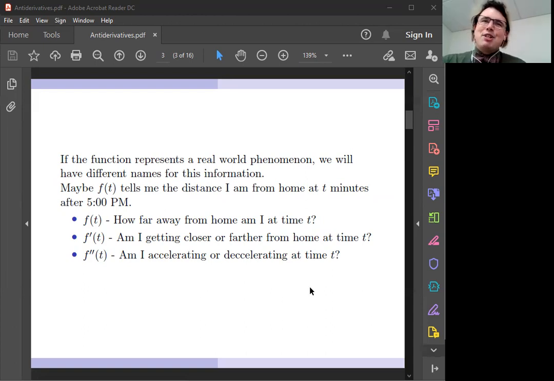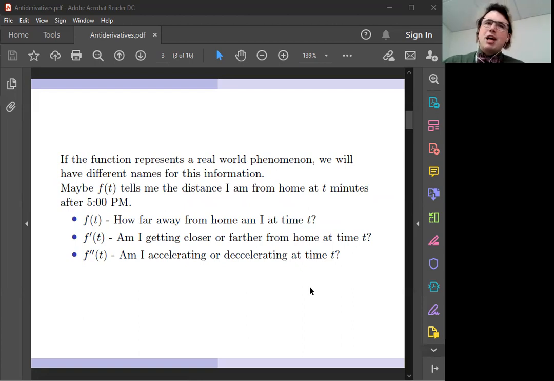The first derivative of this function tells me if I'm getting closer or farther to my home. The second derivative of this function tells me if I'm accelerating or decelerating, right? The rate of change in my rate of change. If my second derivative is positive, then my first derivative must be increasing. That means I've got my foot on the gas pedal. If my second derivative is negative, that means my first derivative is decreasing and, oh, I'm slowing down, red light.